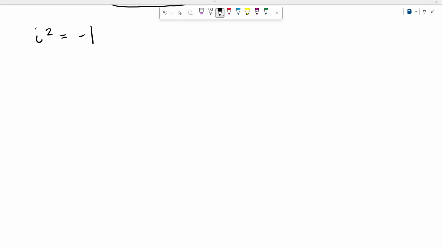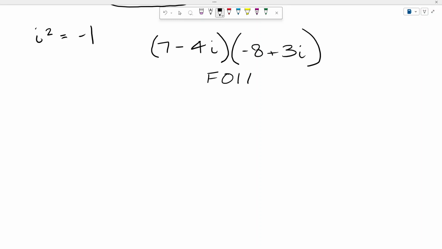So we're going to take, for our example, let's do 7 minus 4i, and we're going to be multiplying that by -8 plus 3i. All right, 7 minus 4i times -8 plus 3i. So we have two parts in parentheses here. So best thing for us to do is to FOIL this.